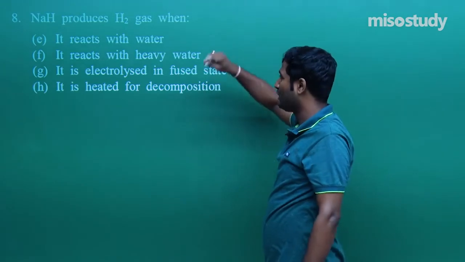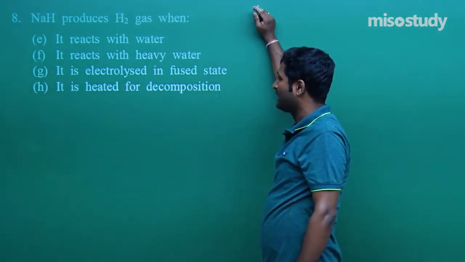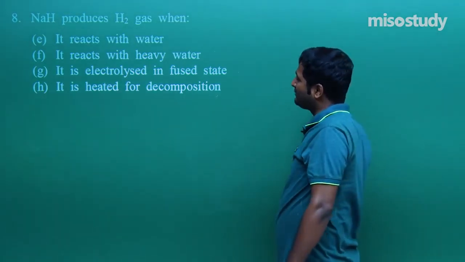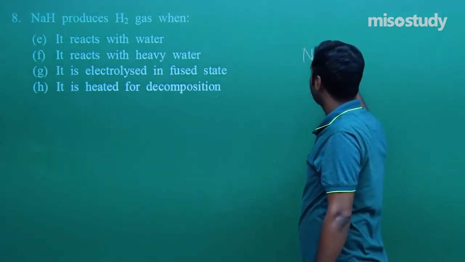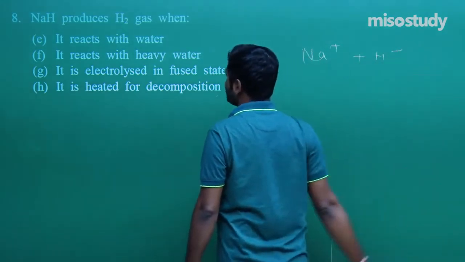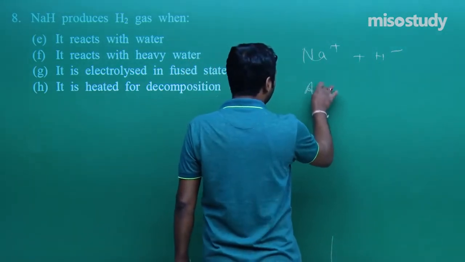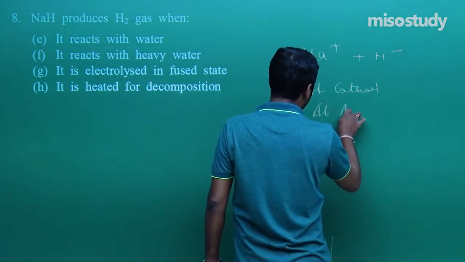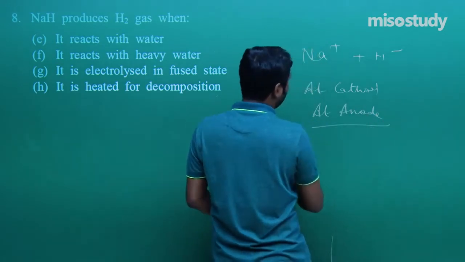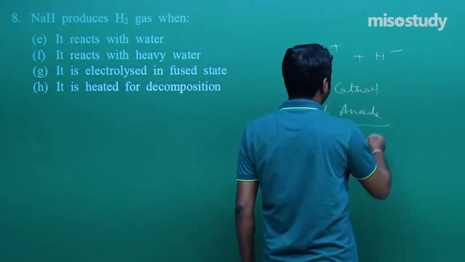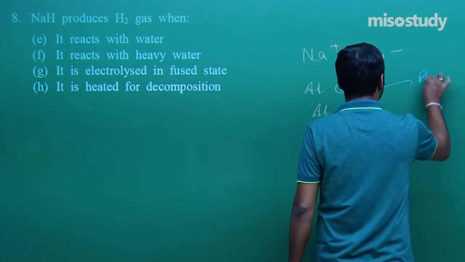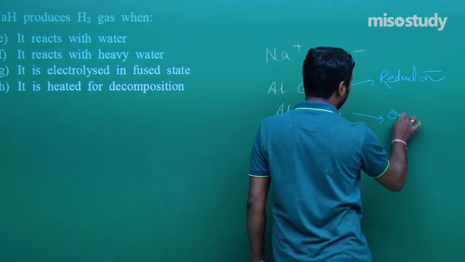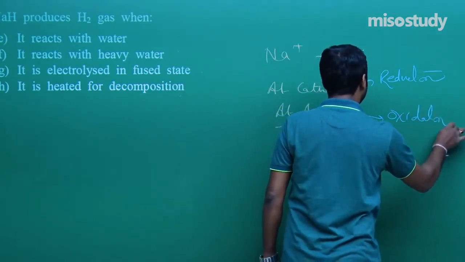And decomposition does not take place. And it is electrolysis in fused state. Yes, in electrolysis in fused state, what will happen? It will break like this, Na+ and H-, fused state, and that is anode and cathode. There is a movement of Na+ and H- ions. At cathode a reduction takes place. At anode an oxidation takes place.